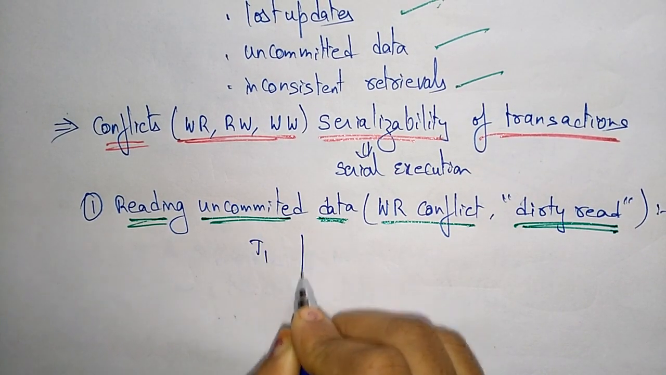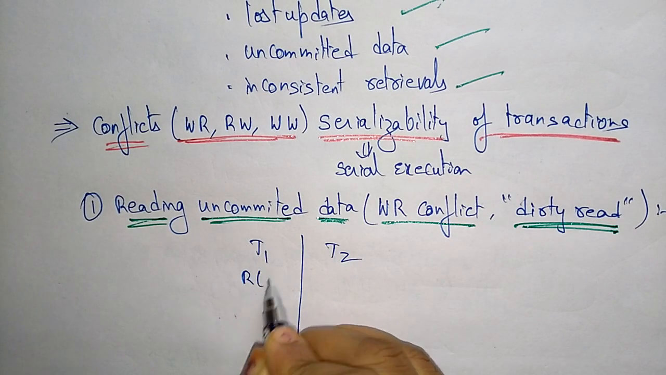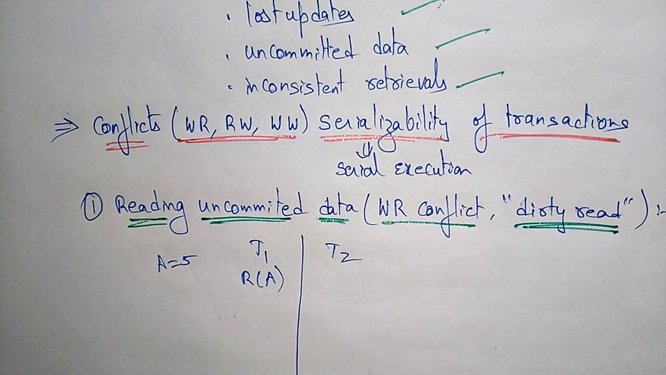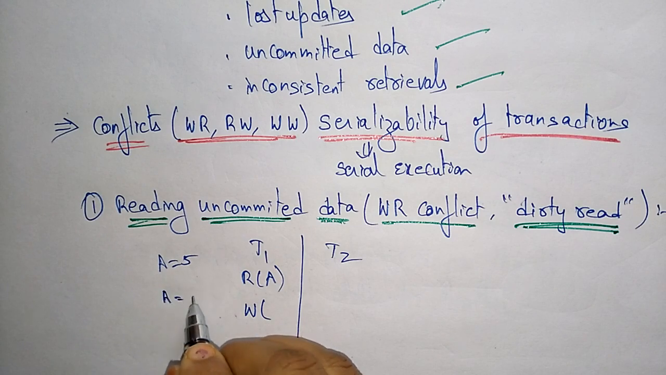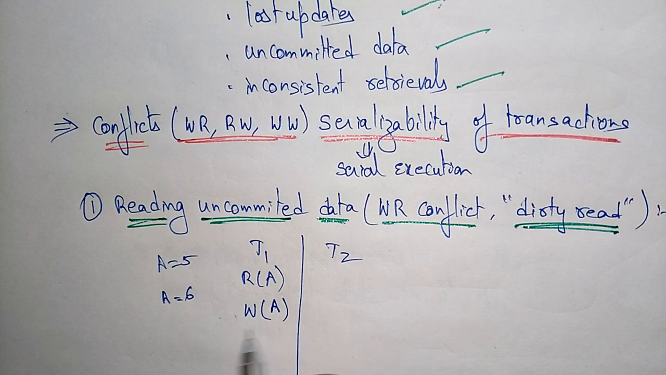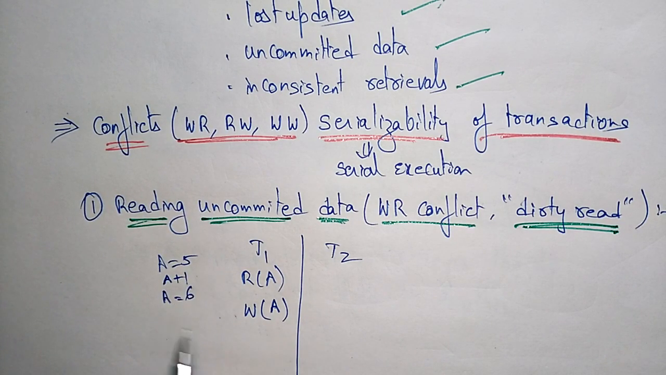Let us take two transactions, T1 and T2. First, read A value. Suppose A starting, it should be 5. Read A value and increment A by 1. Now the A becomes 6, and you are writing the A value. Okay, so A plus 1 and you are writing the A value. It is not committed, it is only written. Read A, write A, and these values will be stored in local buffer.